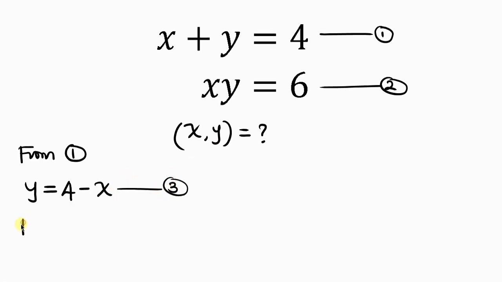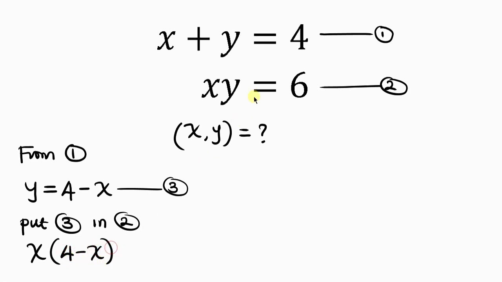Now I'm going to be putting equation 3 in equation 2. That means wherever I see y, I'm going to be substituting 4 minus x here. So we have x times y. Instead of y, I write 4 minus x, so x times 4 minus x, and this is equal to 6. Very good. Now our next step will be for us to open up the bracket.